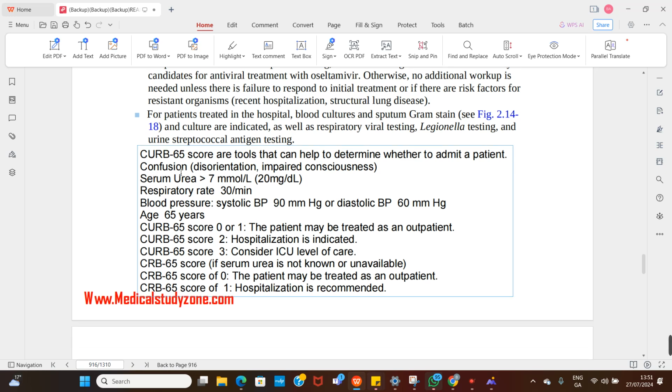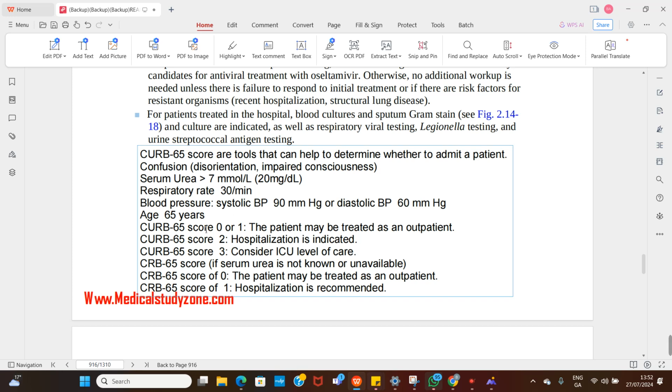Your C for your confusion, your U for your urea level greater than 7 or 20, depending on the unit, your R for the respiratory rate greater than 30, your B for the blood pressure less than 90/60, then the 65 for age 65 years. So anybody that is more than 65 years, has a BP less than 90/60, respiratory rate more than 30, urea more than 7 millimole per liter or 20 milligram per dl, confused, you have to admit. Anybody that has any of these, admit.